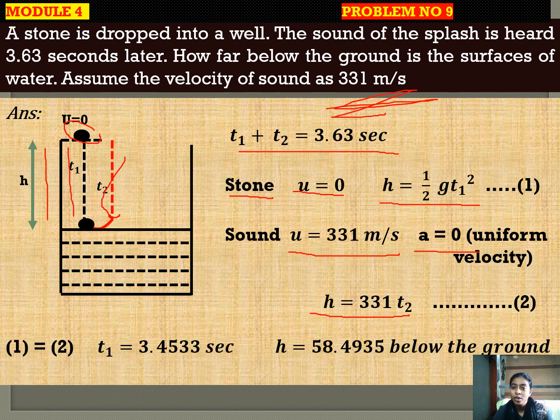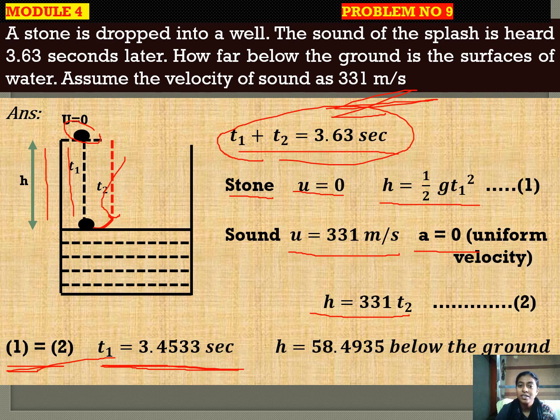Now, we have two equations for height, equating 1 and 2. So, 1 is equal to 2, we get time t1 is equal to 3.4533 seconds. We will substitute T2 is equal to 3.63 minus T1. So, we get T1 is equal to 3.4533 seconds. Now, substitute in any of the equations, 1 or 2, we get h is equal to 58.4935 below the ground level.